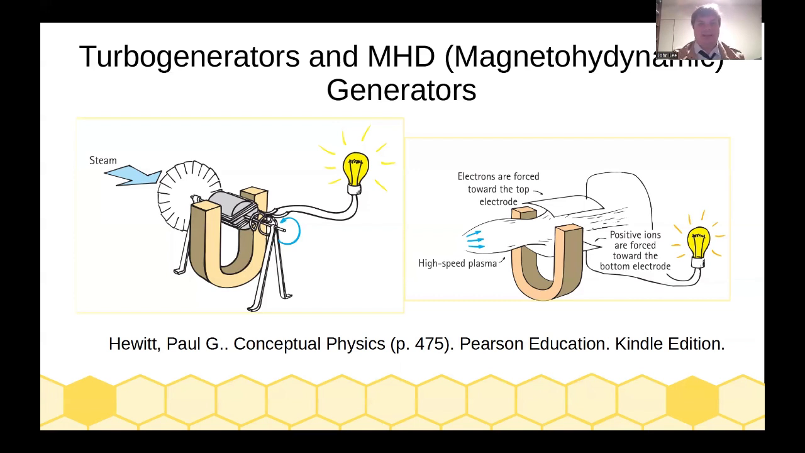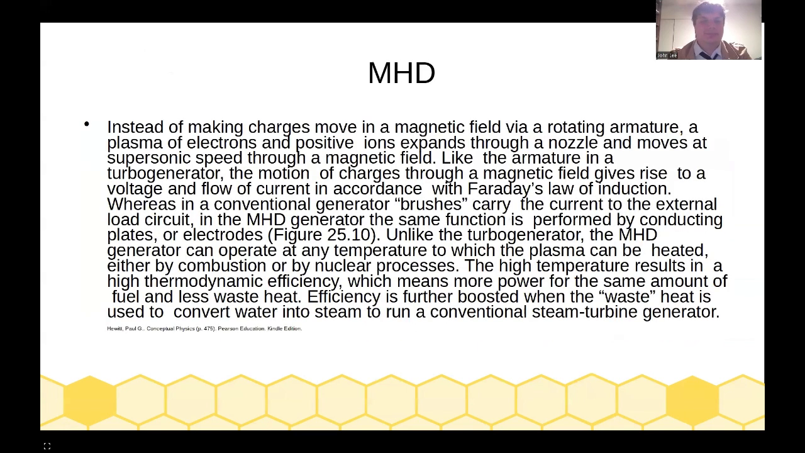Another way is a magnetohydrodynamic generator, which takes plasma itself, which you'll remember is a charged gas, an ionized gas, and forces it through a magnetic field so that the actual electrons are forced towards the top of the electrode and positive ions are forced towards the bottom of the electrode. And that's going to generate its own electricity directly through the injection of charged particles into a plate.